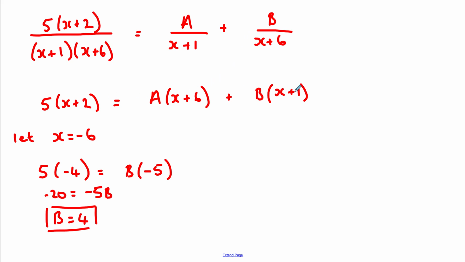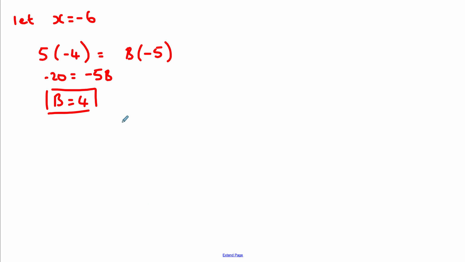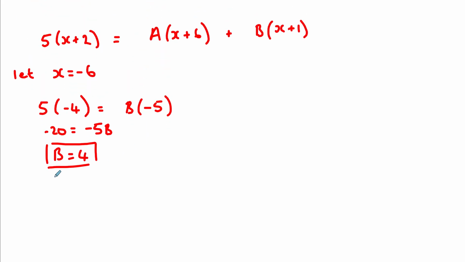We need to go back up here and see what else to let x. I'm going to let x equal minus 1 next. I'm going to have 5 lots of minus 1 add 2 is 1. And this is going to allow me to work out a. So that's going to be a bracket 5. So a is 1.